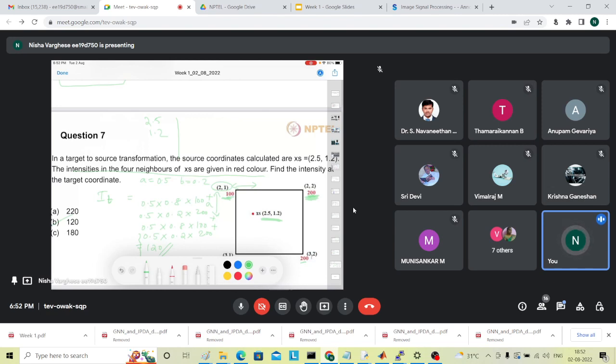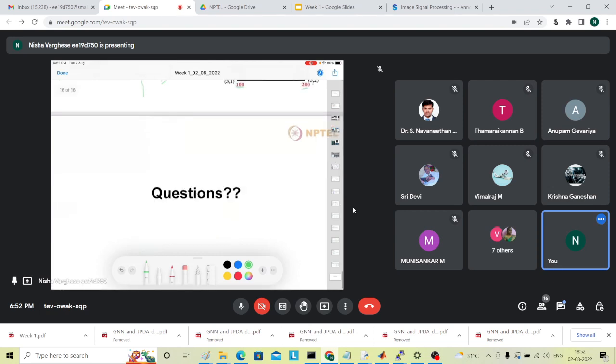So for the assignment, you are given one source image and one target image. Translation is given in the first question, right? So you have to translate the source to target. You have the source image here, you have the target image here, so you have to translate the source to target.